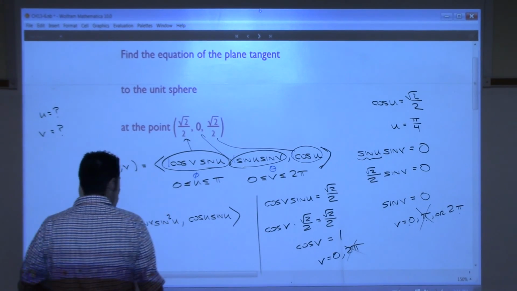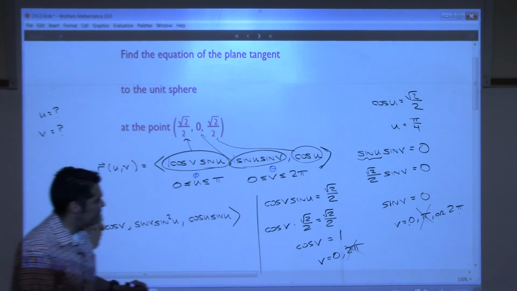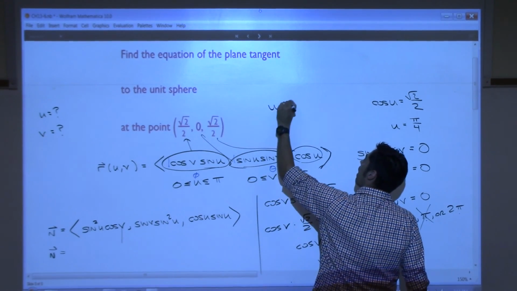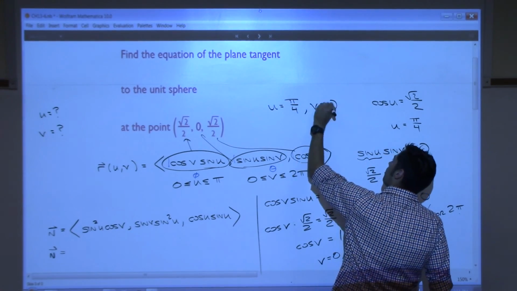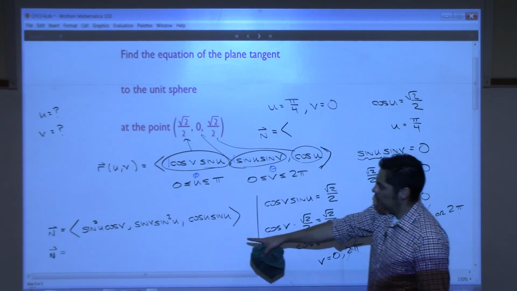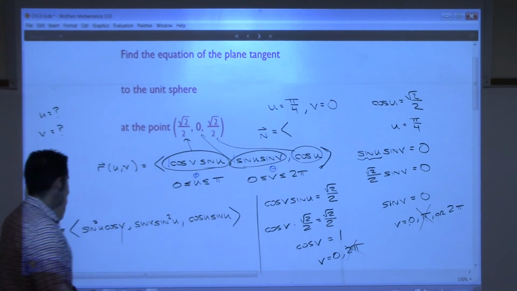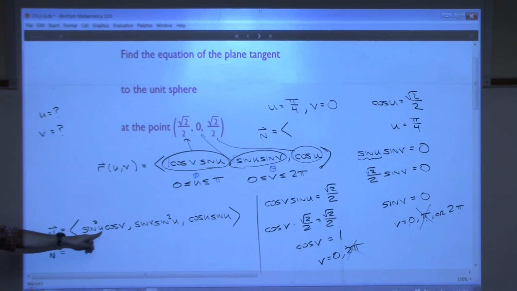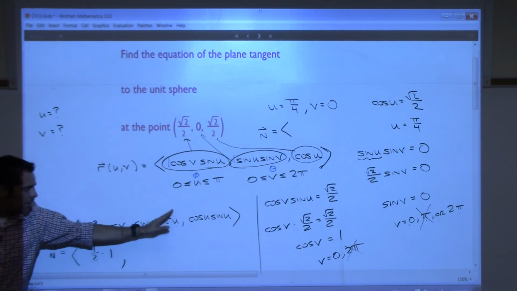All right, let's get this. The normal vector at this point, u was pi over 4 and v was 0. I'll just put it up here. u was pi over 4, v was 0. And now we get the normal vector. The normal vector is, plugging in, what is this? u is pi over 4. So sine of pi over 4, root 2 over 2 squared, 2 over 4, which is half. So we have 1/2 times what's cosine of v. Cosine of 0 is 1. And then, okay, keep going. What's sine of 0? 0, that's all gone.